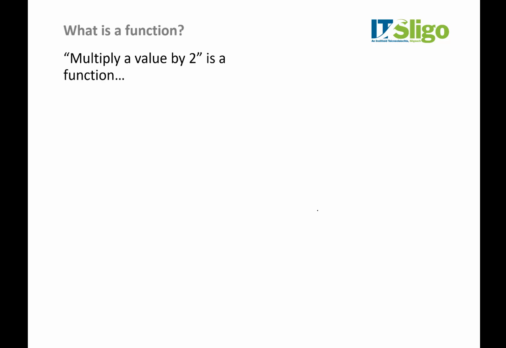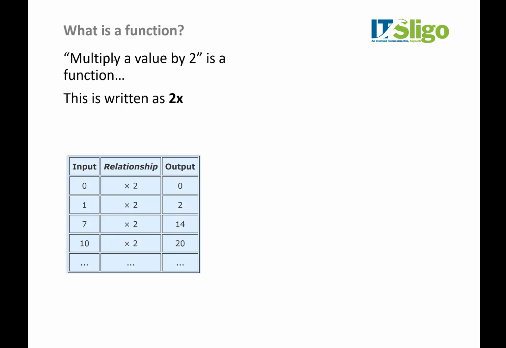So multiply a value by 2. So a value is really our input. Multiply an input by 2. That's a function. It can be written as 2x. And here we have some inputs. We choose the inputs. We're taking a look at the values 0, 1, 7, and 10. We apply the function. And then we get our output, which I'll call y. So here's our input going in. This is our function. And then we have our output.